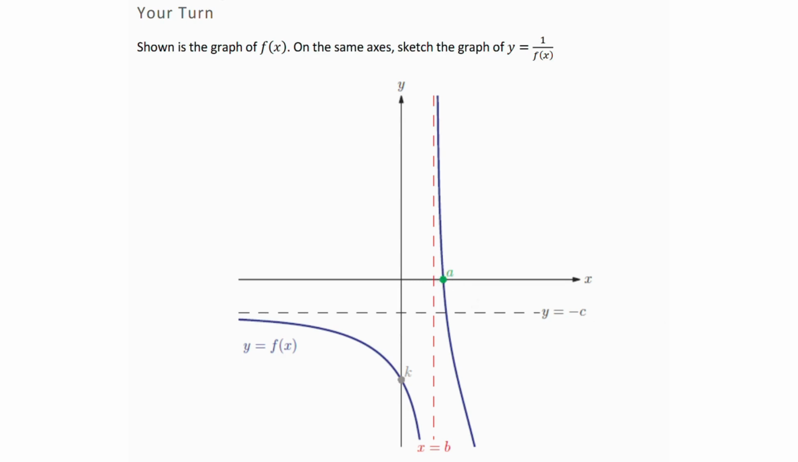A root at a is going to become an asymptote on the reciprocal. So we're going to have a vertical asymptote coming down here at x equals a. This asymptote is going to become a root. So it's now going to go through this point here at b.